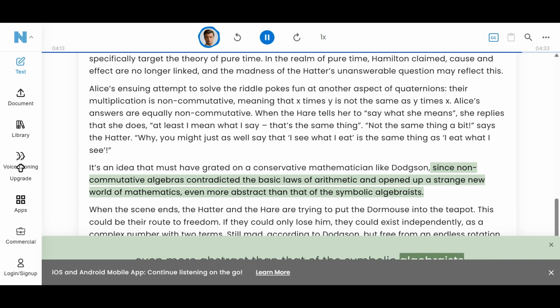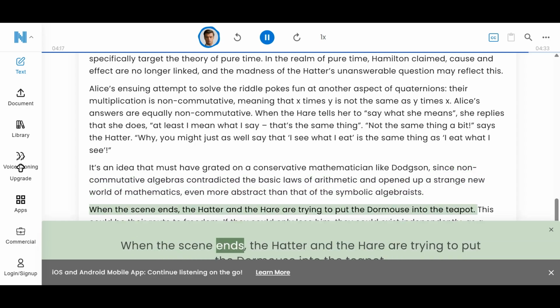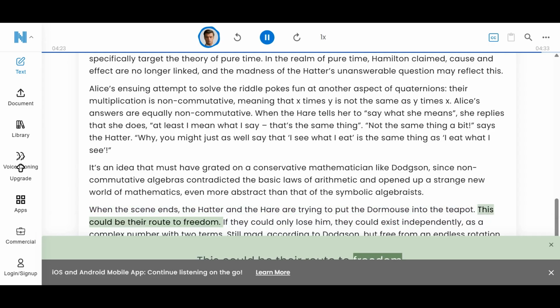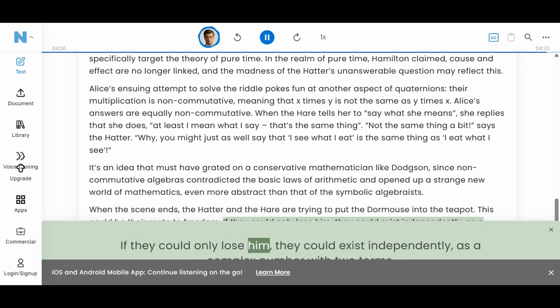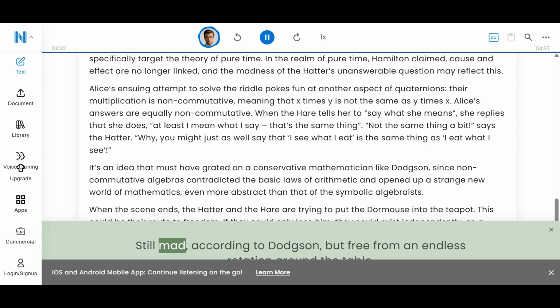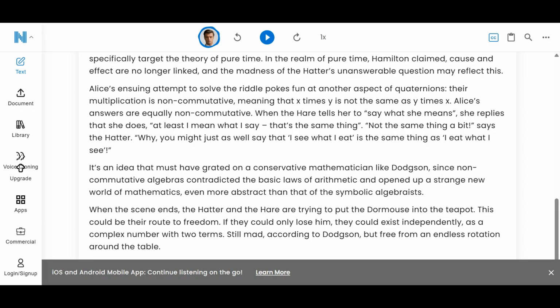When the scene ends, the Hatter and the Hare are trying to put the Dormouse into the teapot. This could be their route to freedom. If they could only lose him, they could exist independently, as a complex number with two terms. Still mad, according to Dodgson, but free from an endless rotation around the table.